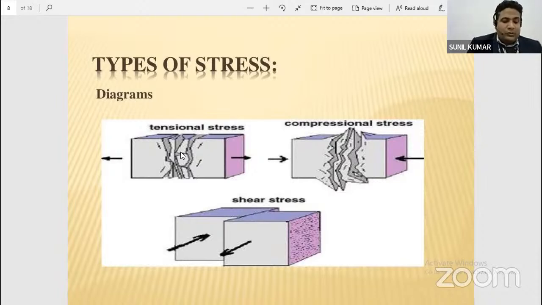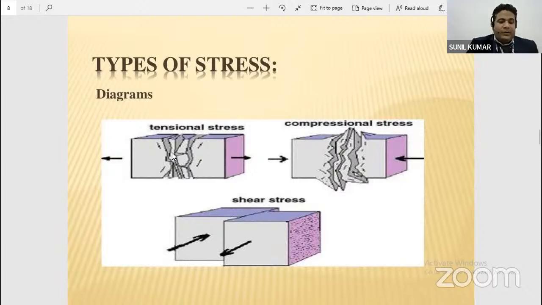If the area is very small, then sigma is equal to dF by dA, which is very, very important. So we calculate dF: dF is equal to sigma into dA, which is a very small elemental area. If we're talking about the total area, we integrate both sides. So the integral of dF is equal to the integral of sigma into dA.